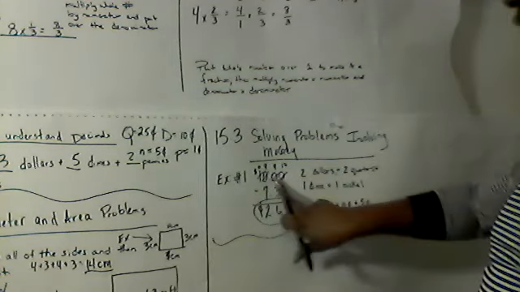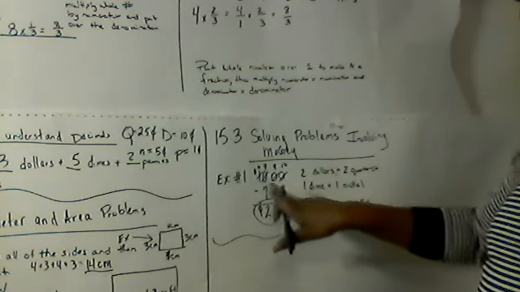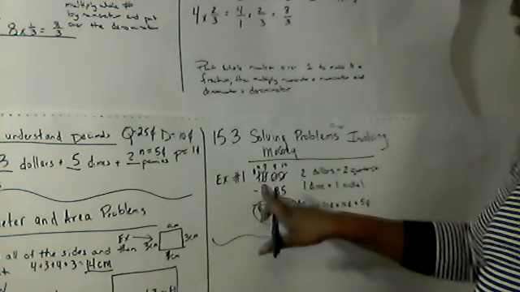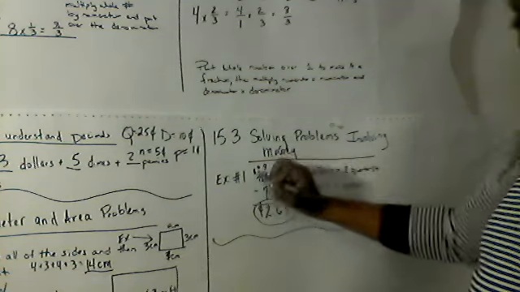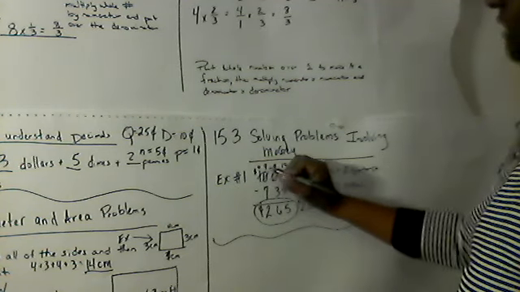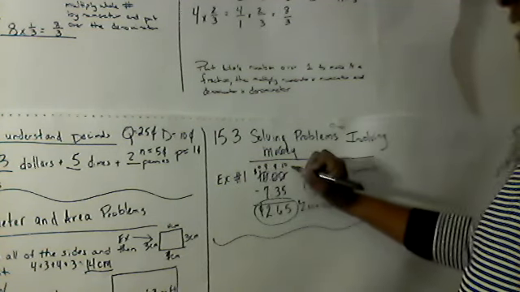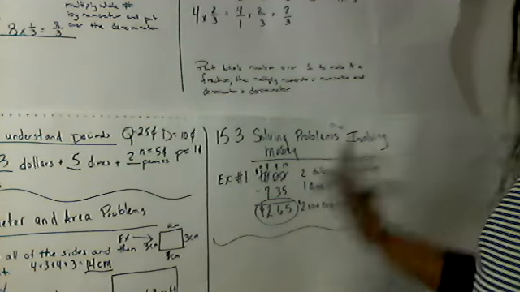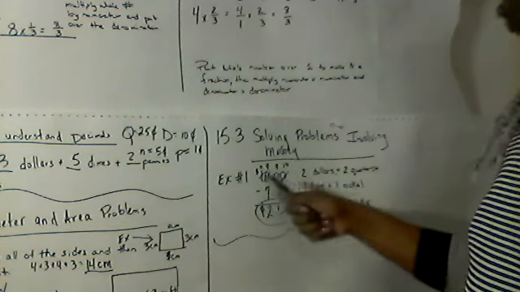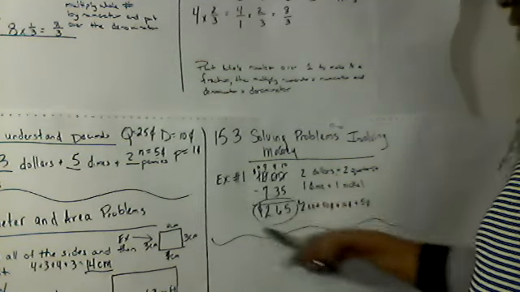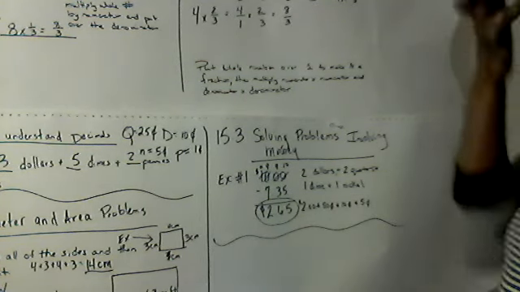And I just did simple regrouping. So I went over to this 0, couldn't borrow. Went over to this 0, couldn't borrow. And I went to this 1. I had 1 here, so I took 1 away, and then everything else became a 9. And then the last 0 became 10, so then I can go ahead and do my subtraction. So I came up with $2.65 after doing the subtraction.